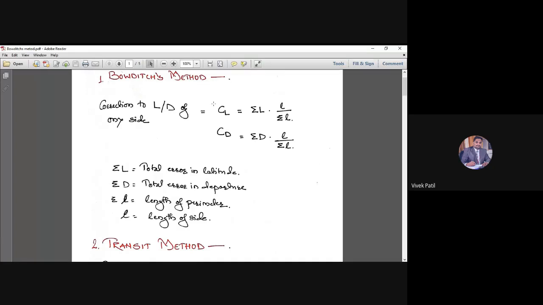Is there any doubt regarding the formula for the Bowditch method, for the correction of latitude or departure? Is there any doubt?